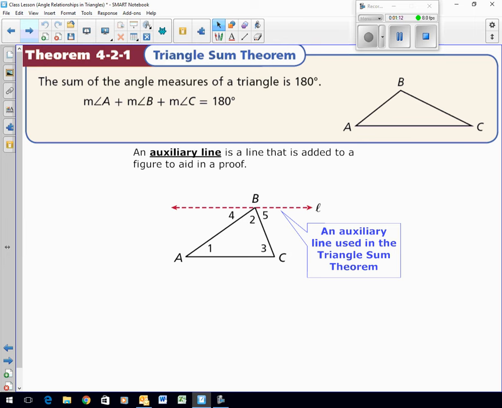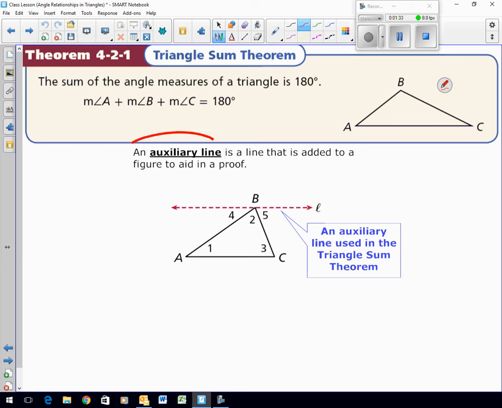We already wrote down the triangle sum theorem, just so we're clear on something. The triangle sum theorem says that the sum of the angle measures of a triangle is 180 degrees. We are past that now, correct? Everybody remembers that one from last week?